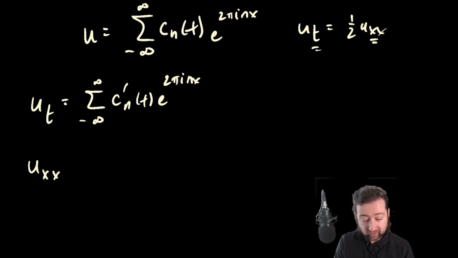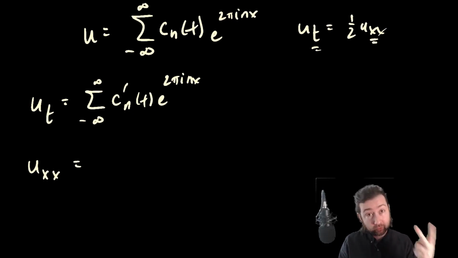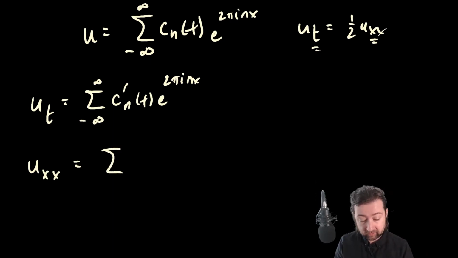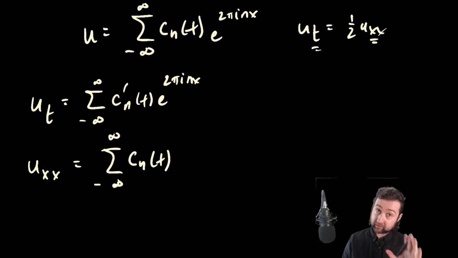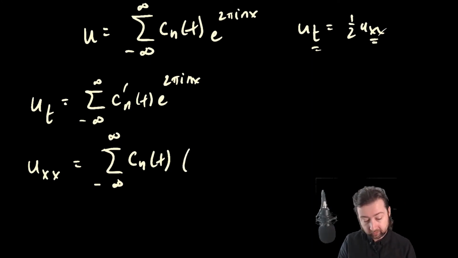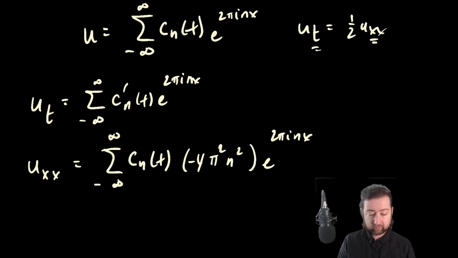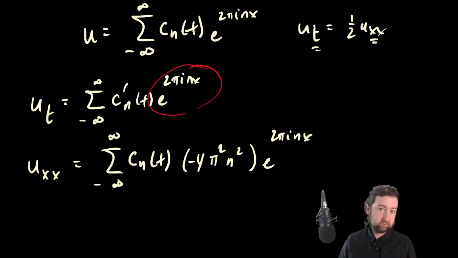And u_xx, the second spatial derivative, will mean taking the derivative of that exponential twice. And what we end up with here is the sum from minus infinity to infinity of Cn of t, which is unchanged because it's only a function of t, times 4 pi squared n squared, and then i squared is -1, so there's a negative in here, e to the 2 pi i n x. So that's just the result of taking a second derivative of this, which drops the exponent down twice.